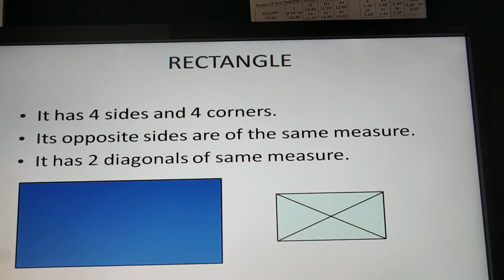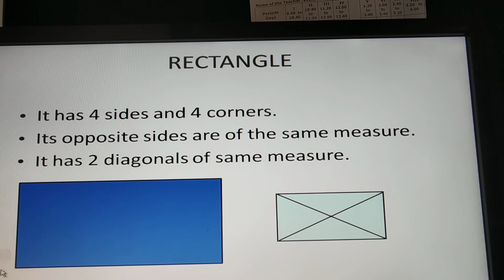Next is rectangle. So next is what? Rectangle. So here it has four sides and four corners. I hope all you can see it has four sides. 1, 2, 3 and 4. It has four sides and it also has four corners. 1, 2, 3, 4. These are the four corners.